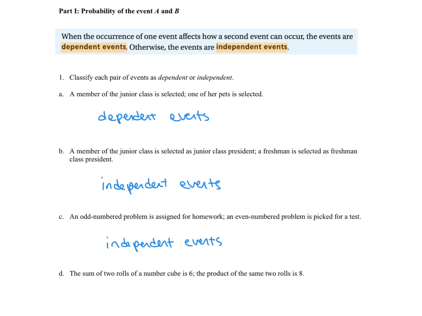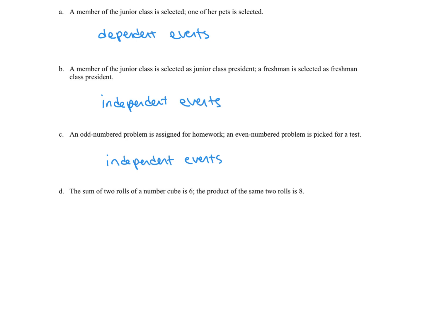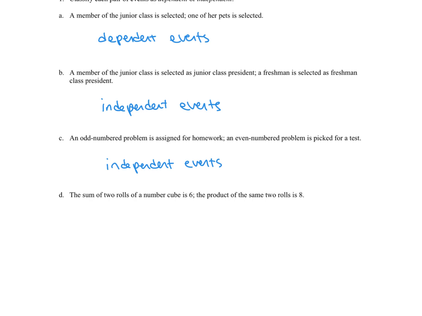The product of the same two rolls is 8. In this example, let's think about the possible outcomes. If the sum of two rolls on a number cube is 6, and number cubes are dice, if we roll 2 dice, we could get a 1 and a 5. That would have a sum of 6. We could get a 2 and a 4. That would have a sum of 6. Or we could get a 3 and a 3. Those are all the ways to get a sum of 6.